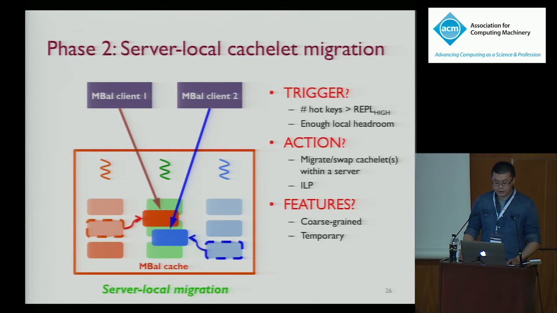Phase 2 is coarse-grained, at the per-cachelet granularity. It uses a linear programming optimization model for guiding the local migrations. Phase 2 is also temporary, and it maintains migration state for a little while, with the hope that the hotspots might be gone in a short period of time.